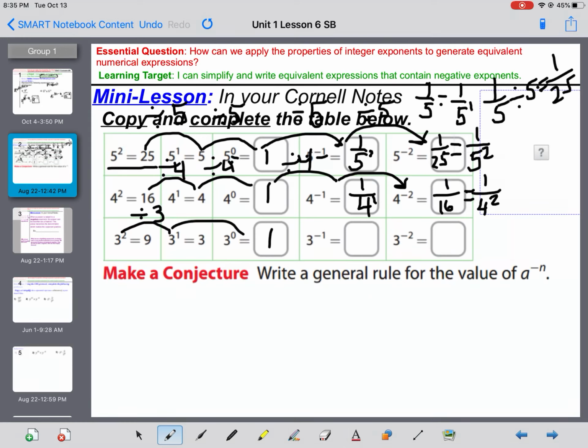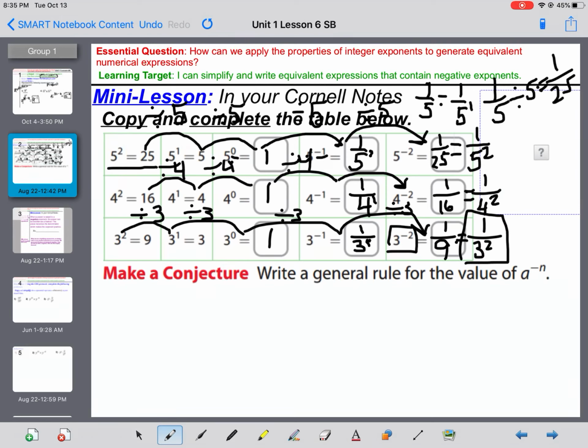And then the last time we're going to be doing this, we're going to be divided by 3, because 3 is our base. Divided by 3. 1 divided by 3, we're left with 1 over 3 raised to the first. And that means that we're also going to be dividing again by 3. So now we're left with 1 over 9, which is really just 1 over 3 raised to the second power. So if we take a look at this last example, 3 raised to the negative second power equals 1 over 3 raised to the positive second power.